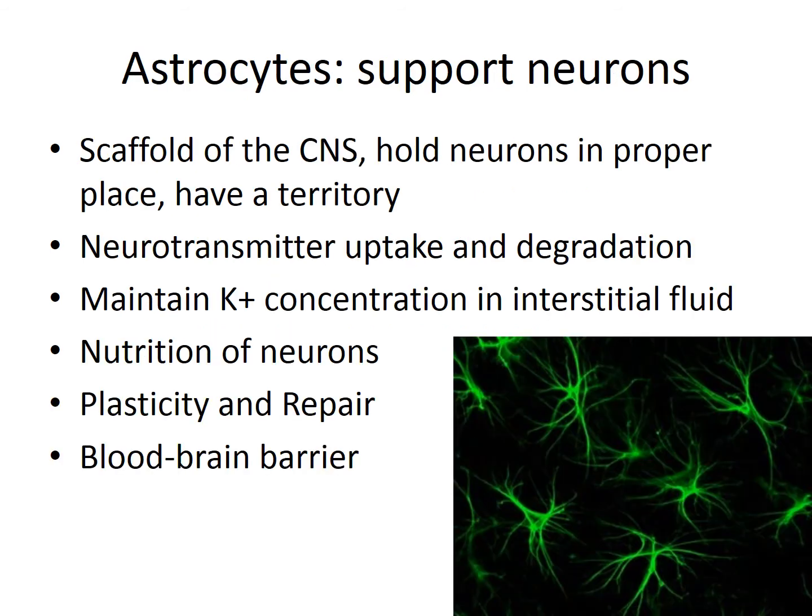So they are pretty much the killer great support cells. They are the scaffolds. They make territories. They are involved in getting neurotransmitters out of the synapse and degrading them to a safe compound. They get potassium out of the synapse and interstitial fluid and keep it at a nice safe concentration. They hold 5 to 10 minutes worth of nutrition for the neurons. They are involved in repair and plasticity by making nerve growth factors, and they are part of the blood-brain barrier, which protects the brain and central nervous system from items that are being transported within the systemic circulation.